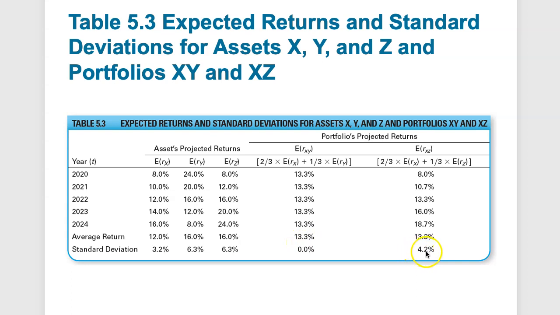Now, in your X and Z portfolio, you actually have a 4.2% standard deviation. So there is a little bit more risk in this portfolio, where some years you earn below 13% and some years you earn above 13%. And some years you earn equal to 13.3%. So there's a little bit more risk in this portfolio mixing.